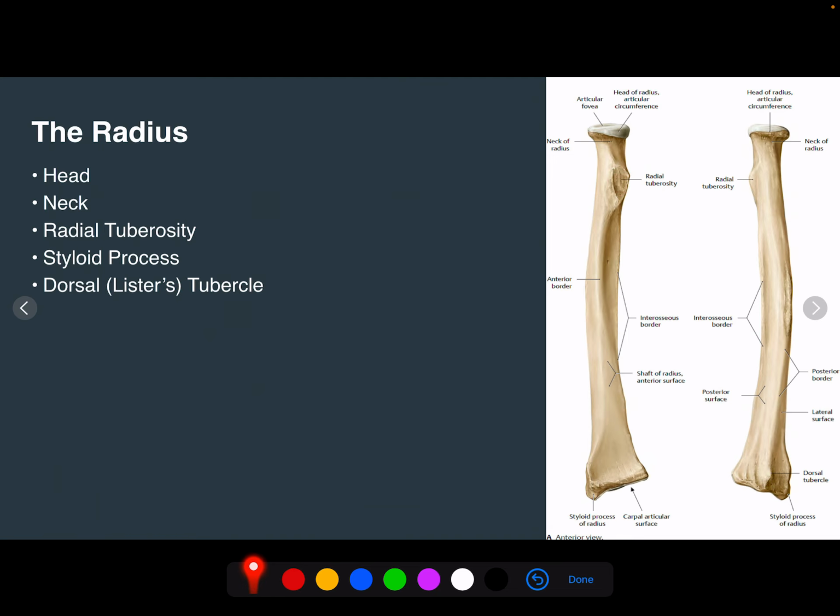We have our styloid process. This should be relatively easy to palpate on yourself. Okay, this is going to be a pointed projection, lateral aspect of the forearm in anatomical position. And then finally, we have the dorsal tubercle or Lister's tubercle, and this is going to be the small bony protuberance on the posterior distal radius.